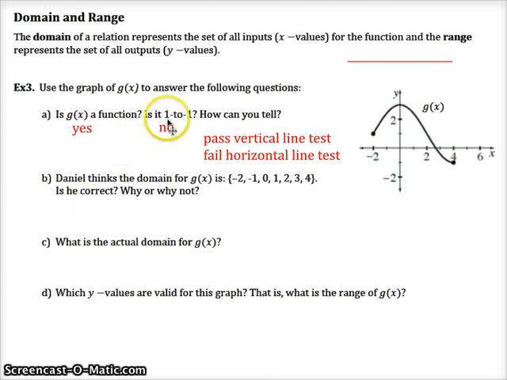Is it a function? Yes. Is it one-to-one? No. It's a function, yes, because it passes the vertical line test, but it's not one-to-one because it fails a horizontal line test.